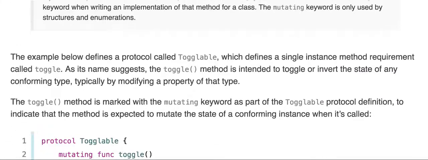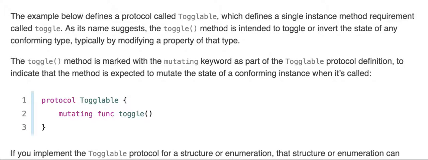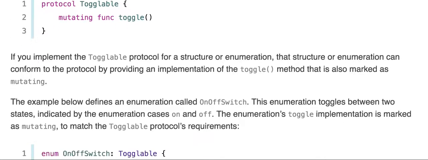The example below defines a protocol called Togglable, which defines a single instance method requirement called toggle. As its name suggests, the toggle method is intended to toggle or invert the state of any conforming type, typically by modifying a property of that type. So the toggle method is marked with the mutating keyword as part of the Togglable protocol definition to indicate that the method is expected to mutate the state of a conforming instance when it's called. So we have a protocol Togglable with a mutating func toggle.